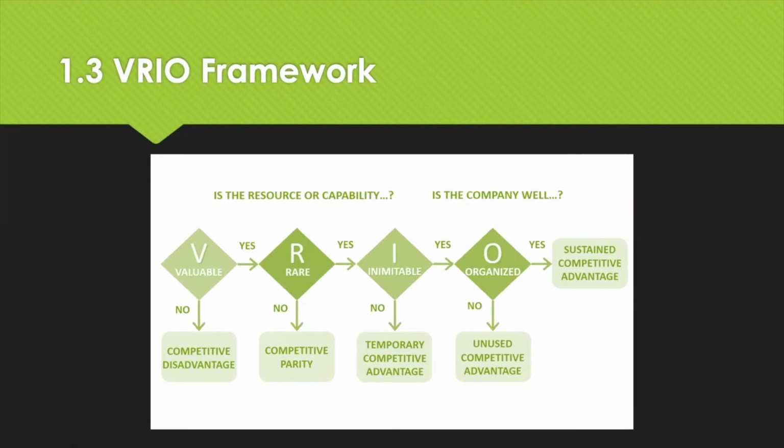That can be done by increasing differentiation or decreasing the cost of production, but a resource that cannot meet this condition leads to a competitive disadvantage. Rarity refers to resources that can only be acquired by one or a few companies that are considered rare. This is often reflected as monopolies or oligopolies. With more than a few companies having the same resource or capability, it results in competitive parity.